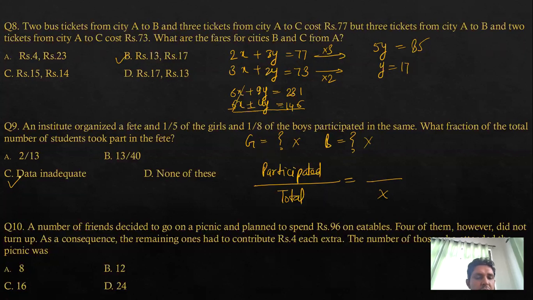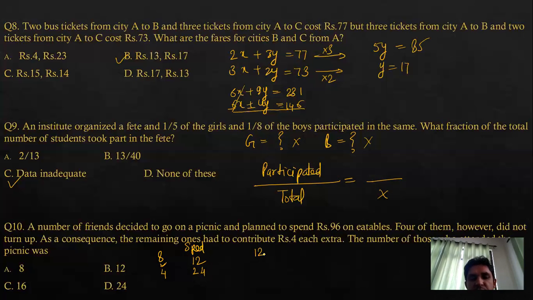So, from the available options, let me check. If the number of friends is 8, each one will spend rupees 96 divided by 8, that is rupees 12. Four of them did not turn up. That means earlier it was 8 friends minus 4, so 4 friends. So how many rupees for each? This will be 24. So this option is not working, because the difference is not 4, right? Okay, let us check the other option.